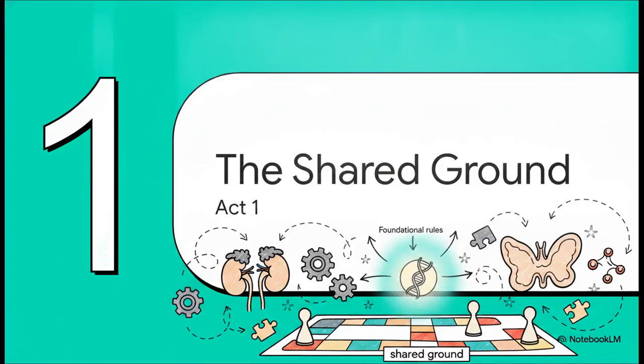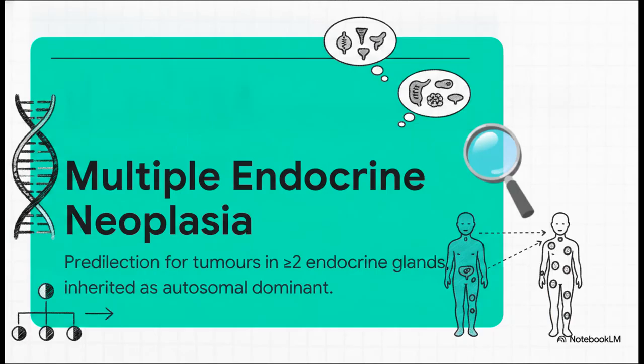The shared ground. Before we get into what makes these syndromes different, we really need to understand the foundational rules of the game. So what are we actually dealing with here? Multiple endocrine neoplasia, or MEN, is basically defined as a predilection for tumors involving two or more endocrine glands. But the thing you absolutely need to lock in right now is the inheritance pattern. They are inherited in an autosomal dominant pattern, and they have variable penetrance. To put that simply, if a patient has the genetic mutation, it's a genetic coin flip, a 50% chance that they'll pass it to their kids.